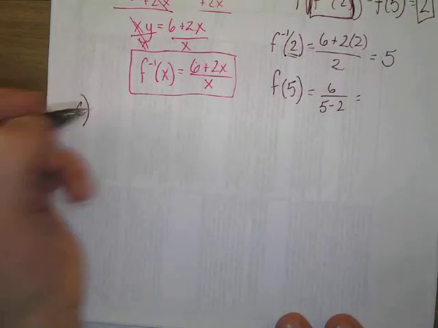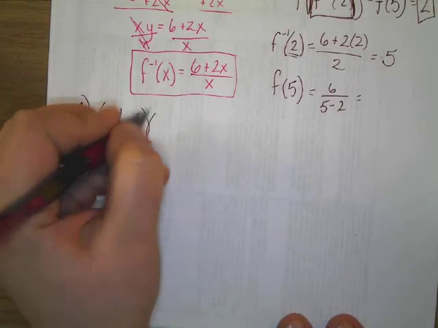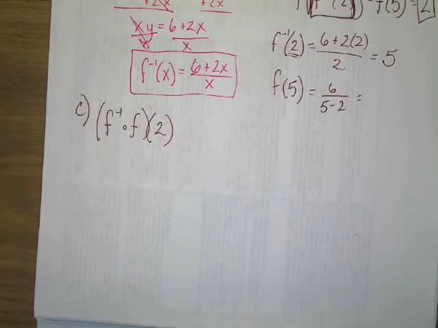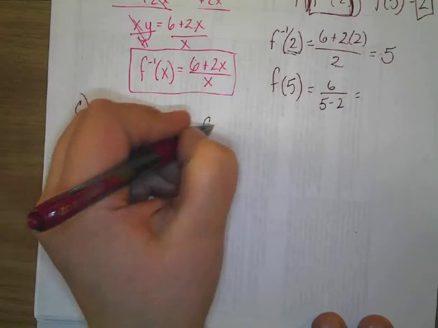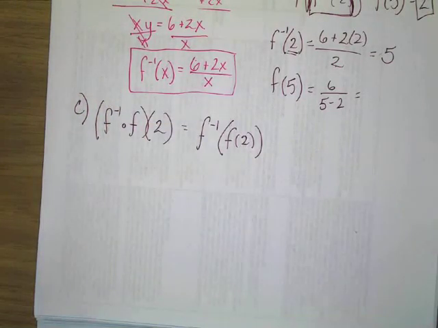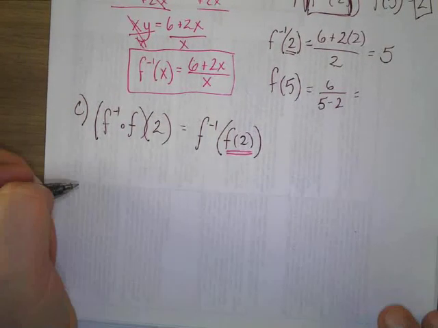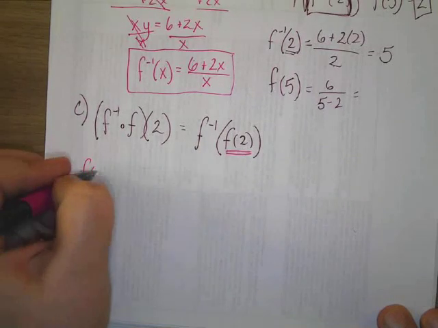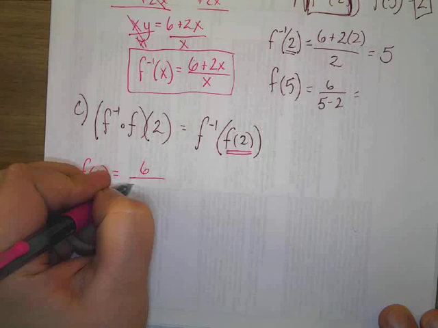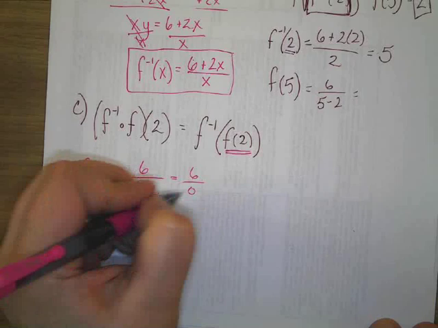Let's do it again. Oh, but they're going to switch it on us. So rewrite it. F inverse of f evaluated at 2. Where do we focus first? The inside. So the first thing we have to do is f of 2. So to use your f function, 6 over 2 minus 2. That doesn't work.